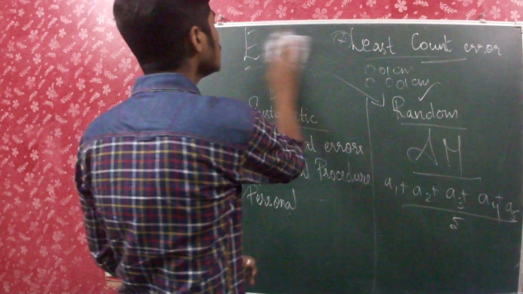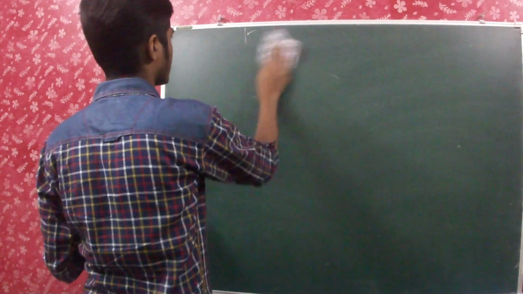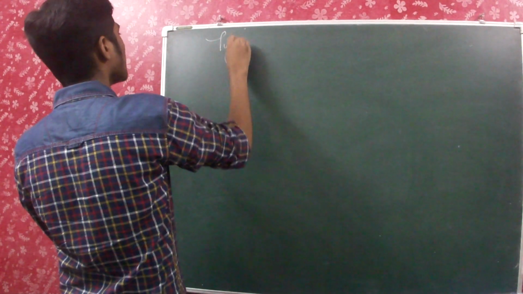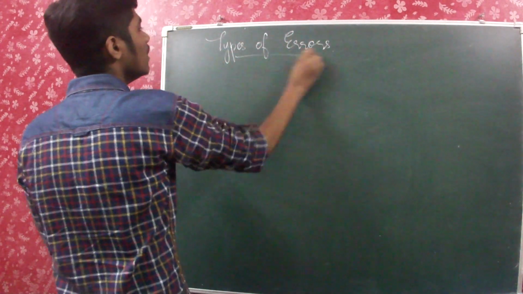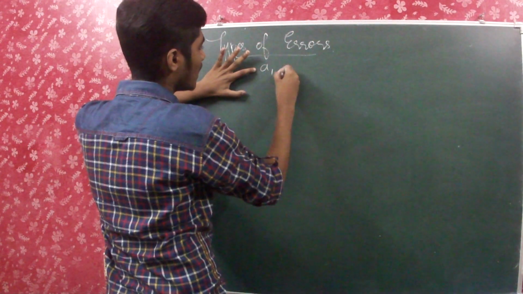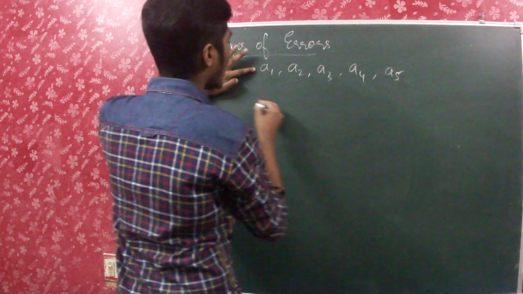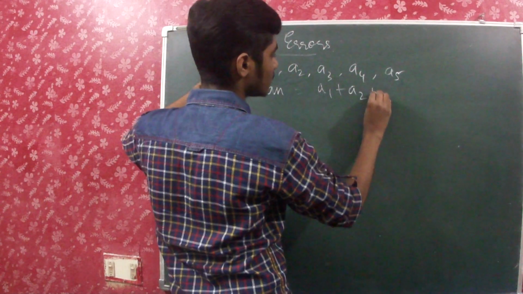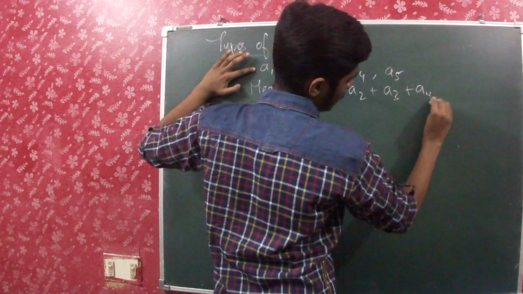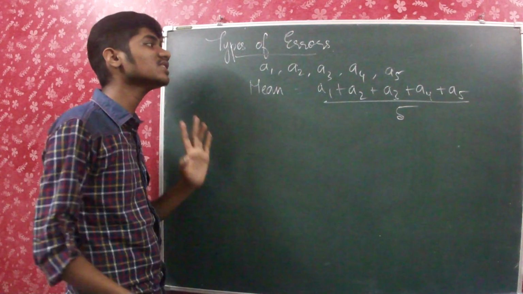So next we have to move to types of errors. What are the types of errors? As I told you, if I am doing an experiment, then I will have values like A1, A2, A3, A4, A5, and the mean is nothing but the addition of all of them divided by the number of observations. So this is what is known as mean.